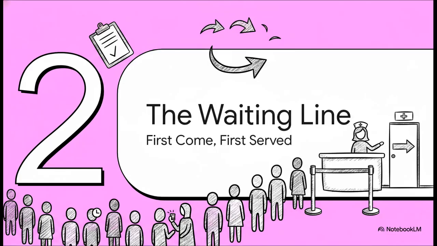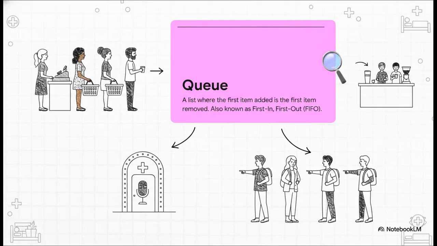Okay, let's move on to our second part, the waiting line rule. This is all about that fundamental idea of fairness. First come, first served. So this idea is called a queue. And honestly, you already know exactly how this works. Think about it. It's the line at the grocery store. It's the line for coffee. The first person who gets in that line is the first person to get served. Super simple, totally fair, and everyone knows what to expect.